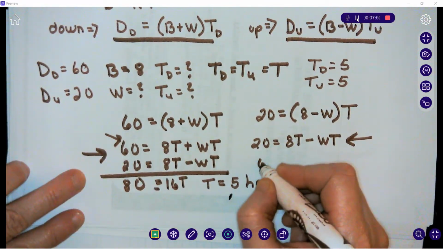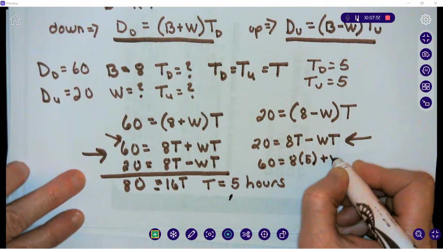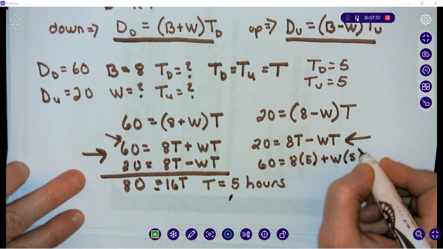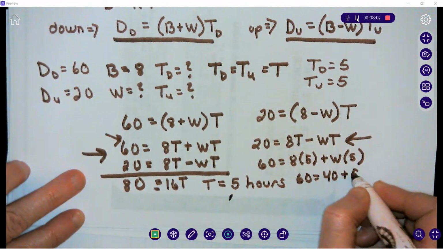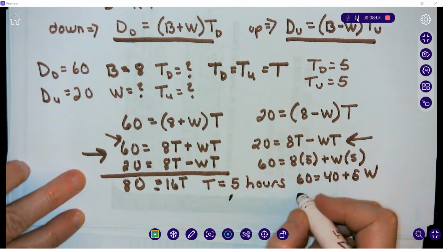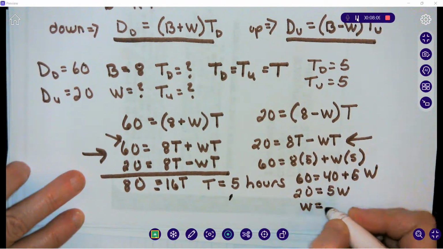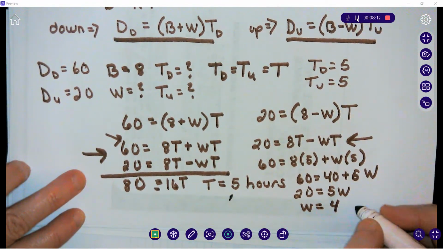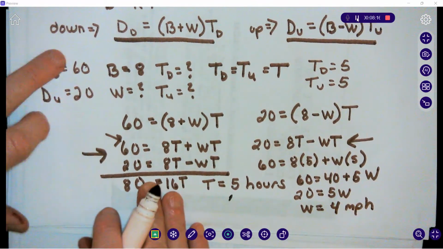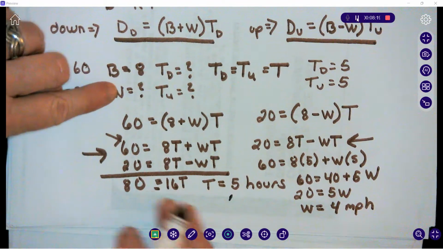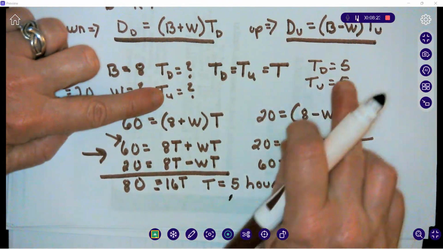So that gives us 60 equals 8 times 5 plus w times 5. 60 equals 40 plus 5w. Subtract 40 from both sides. 20 equals 5w. That means that the water is moving at 4 miles per hour. So there you go. We solved everything. We know the two distances. We know the speed of the boat is 8. We just figured out the water is moving at 4 miles per hour. And we figured out the times were 5.